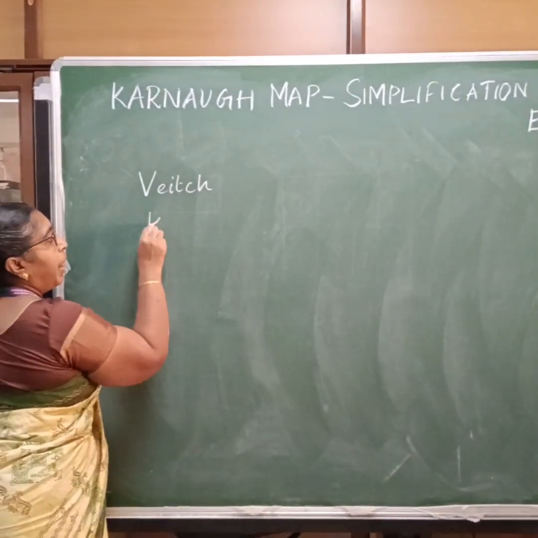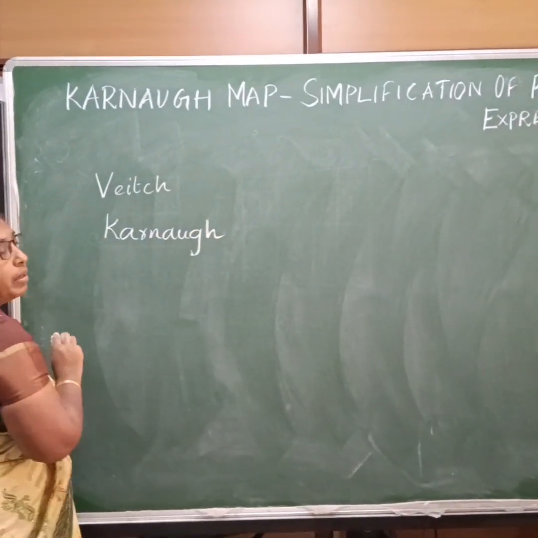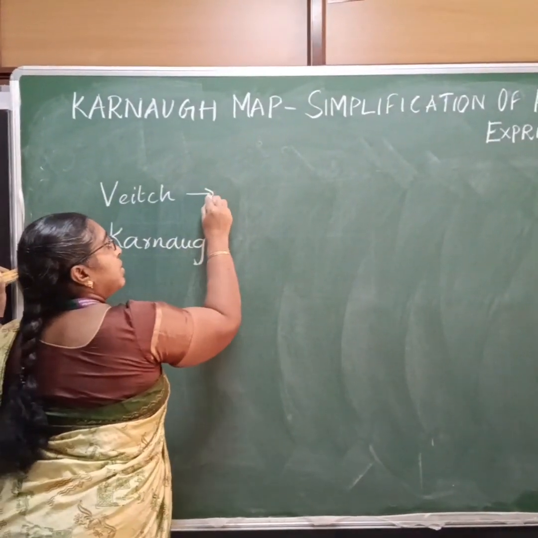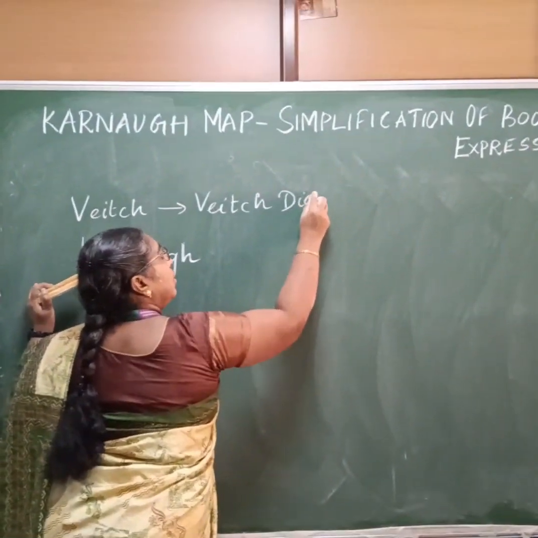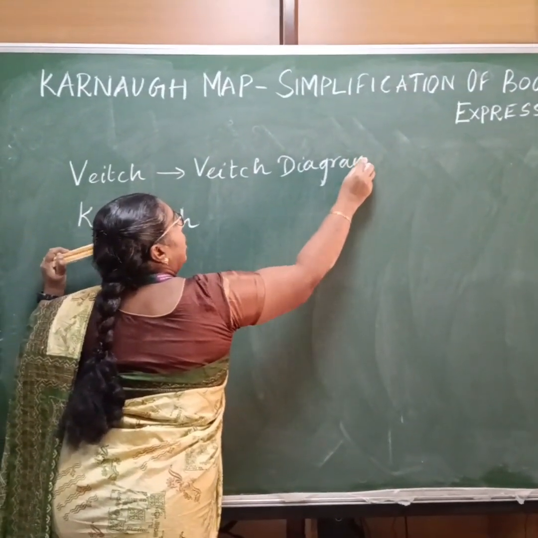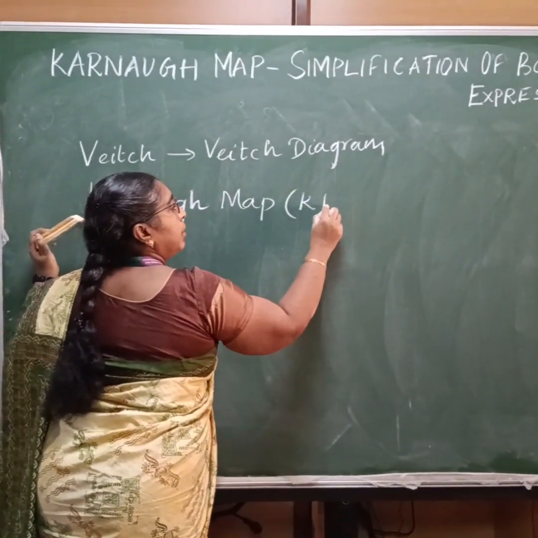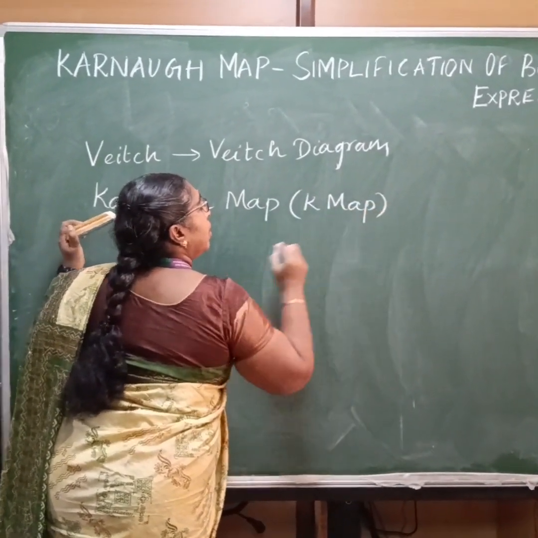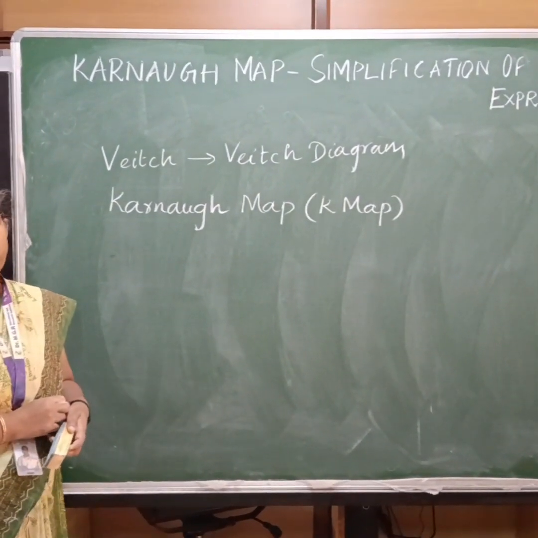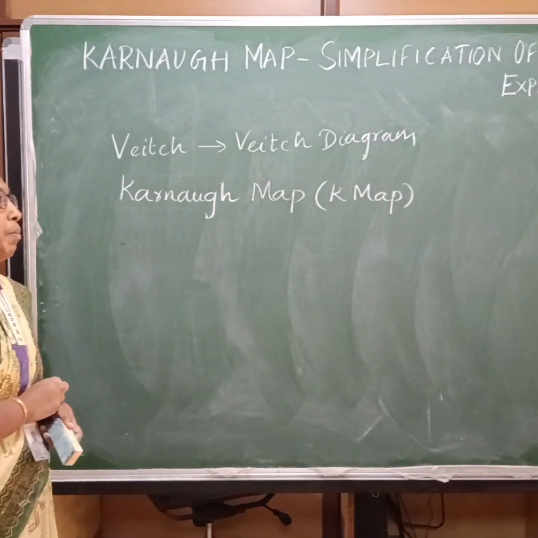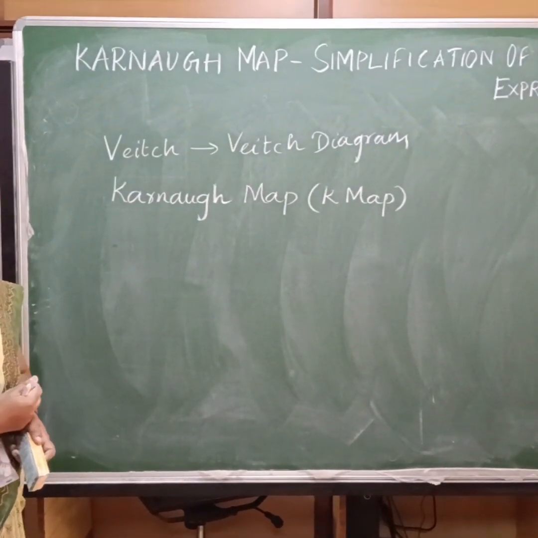So the method which we call the map method was proposed by Veitch and then modified by Karnaugh. This map method is called the Veitch diagram or the Karnaugh map, or in short the K map. The K map, or the map method, is a graphical approach, a chart which consists of boxes which we call cells.